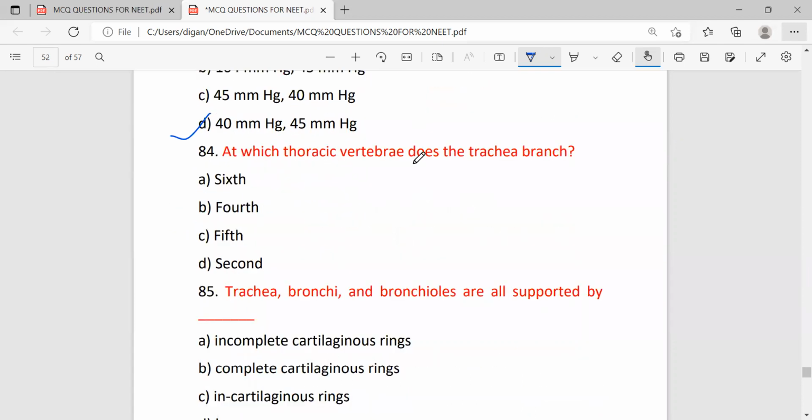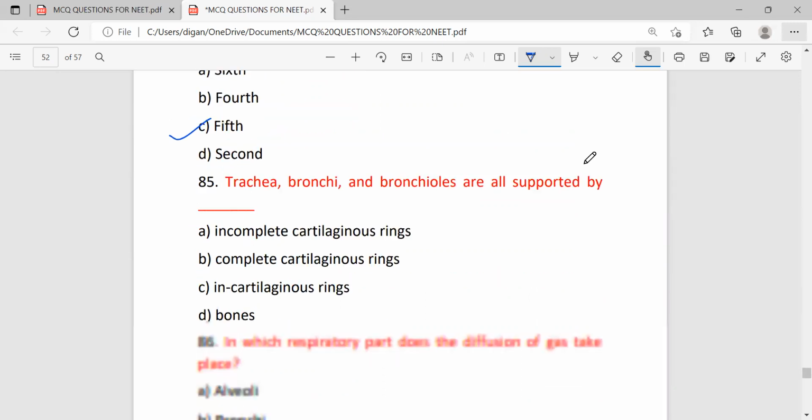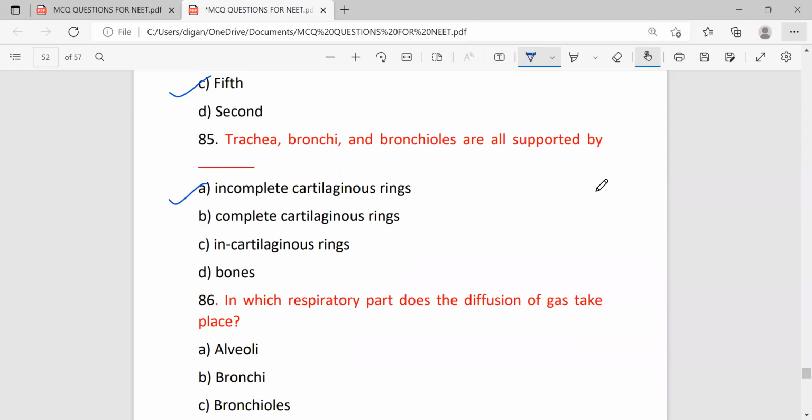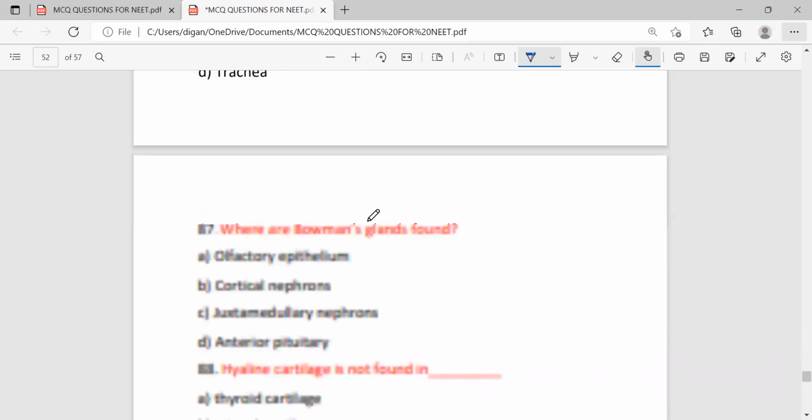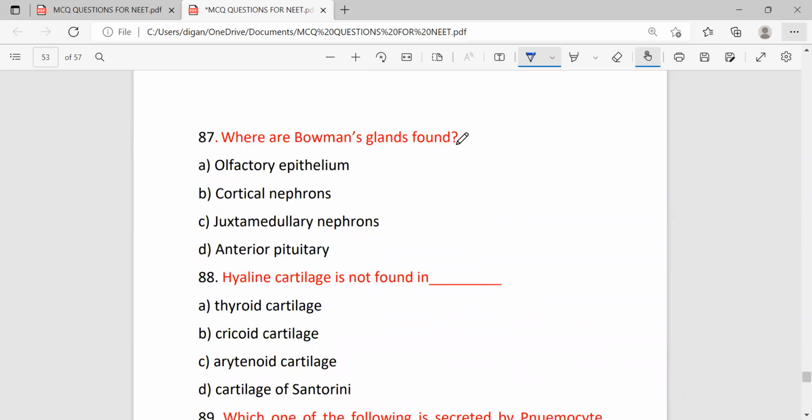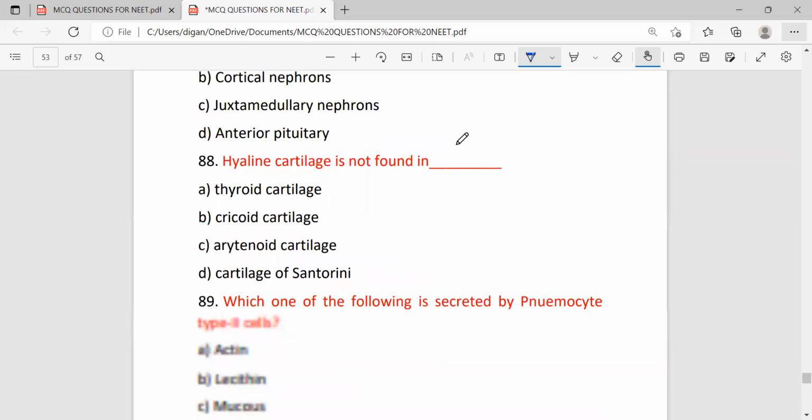84, at which thoracic vertebra does the trachea branch? And the correct option for 84 is C, that is the 5th thoracic vertebra. Trachea, bronchi, and bronchioles are all supported by, for 85, correct option is A, incomplete cartilaginous ring. 86, in which respiratory part does diffusion of gas not take place? For 86, correct option is alveoli. Where are Bowman's glands found? For 87, correct option is A, olfactory epithelium.